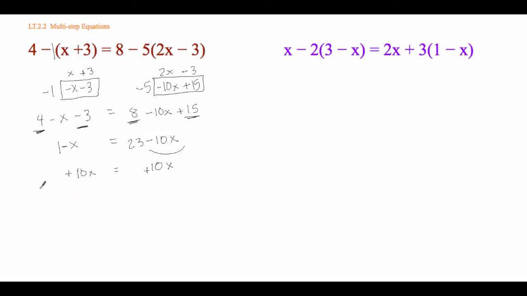Here we're adding 10x to both sides of the equation to do the inverse operation to get rid of that negative 10x. So when I combine it, I have 1, and I have my negative x and 10x combines to 9x. You have 23, and you have 0.